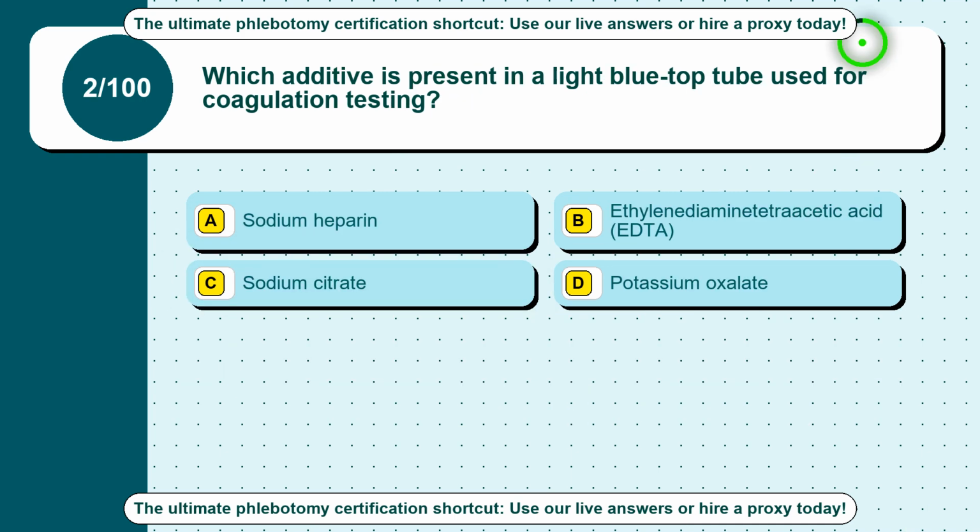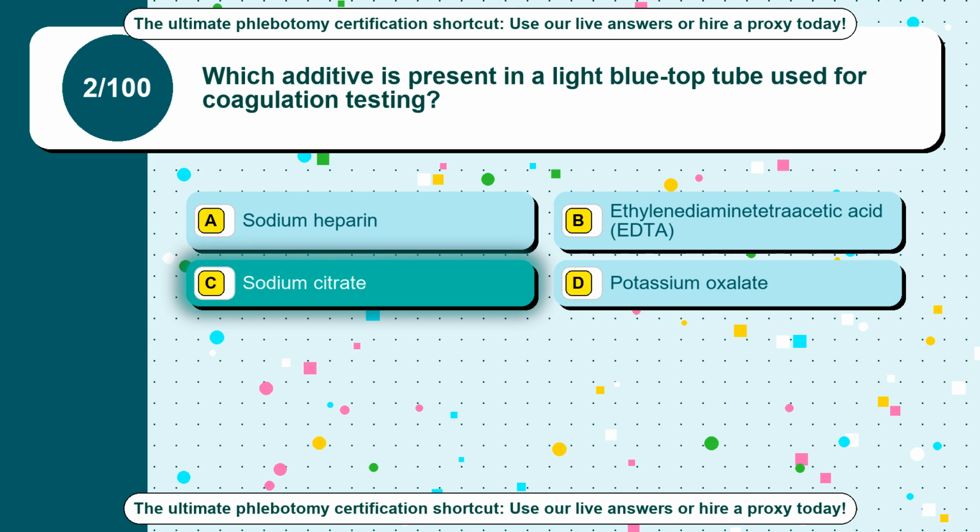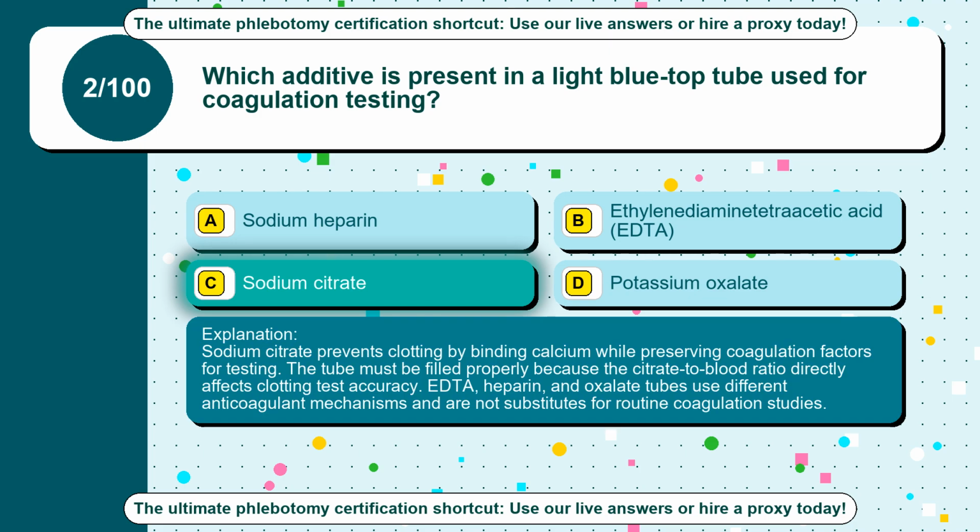Question 2. Which additive is present in a light blue top tube used for coagulation testing? Option A, sodium heparin. Option B, ethylenediamine tetraacetic acid, EDTA. Option C, sodium citrate. Option D, potassium oxalate. The correct answer is Option C, sodium citrate. Sodium citrate prevents clotting by binding calcium while preserving coagulation factors for testing. The tube must be filled properly because the citrate-to-blood ratio directly affects clotting test accuracy. EDTA, heparin, and oxalate tubes use different anticoagulant mechanisms and are not substitutes for routine coagulation studies.